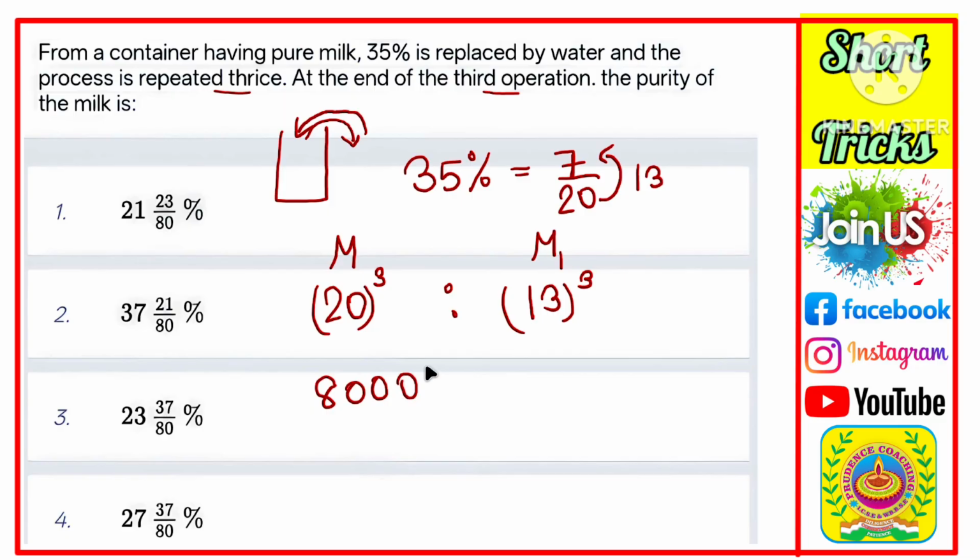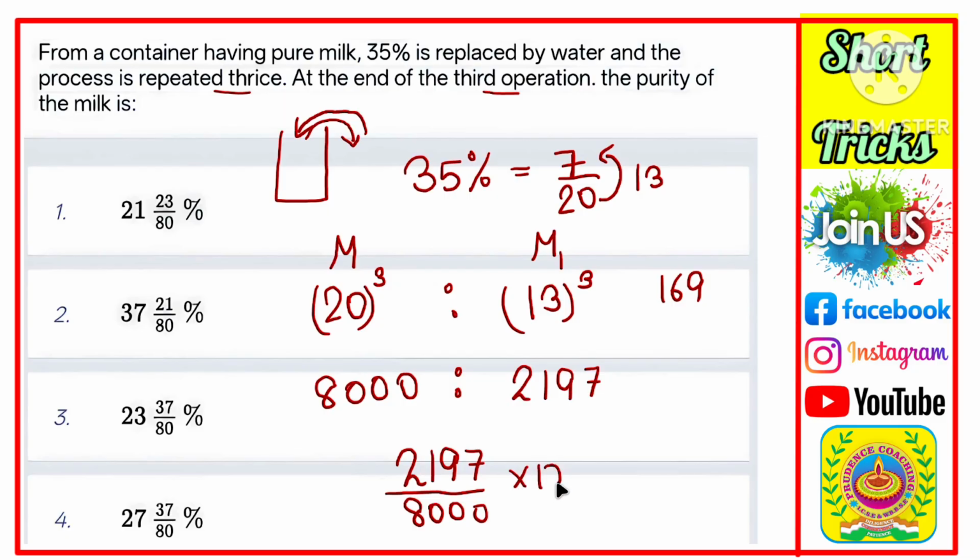So cube of 20 is 8000, that is 20 into 20 into 20, and cube of 13, I think you all know, square of 13 is 169, and you should also know the cubes till 15. So cube of 13 is 2197. So here the milk remaining is this and the initial milk is this one. So you need to find out the percentage of remaining milk, that is this one, divided by the initial milk, that is the total quantity 8000, multiplied by 100 because you are asked to find out the percentage.